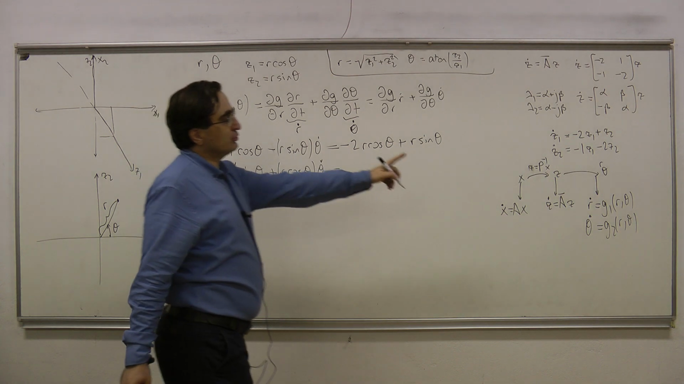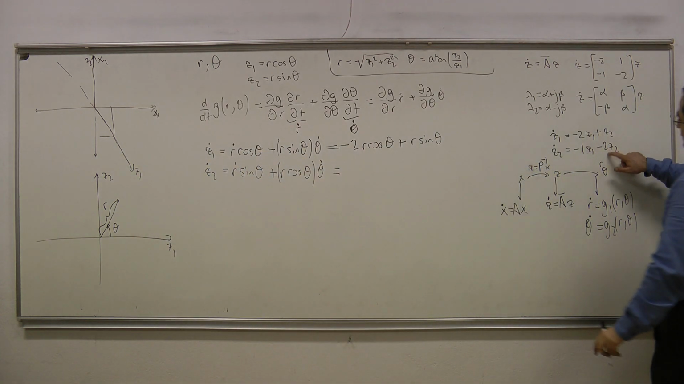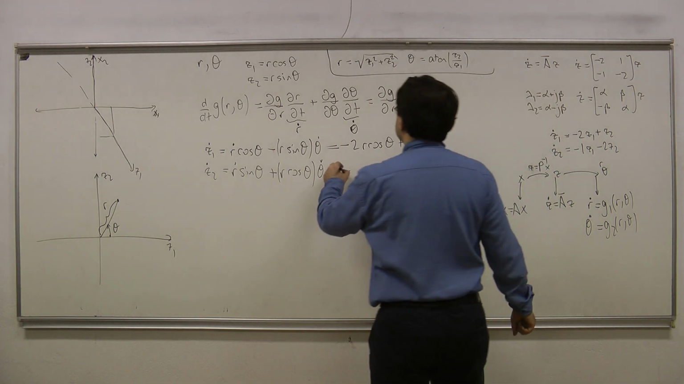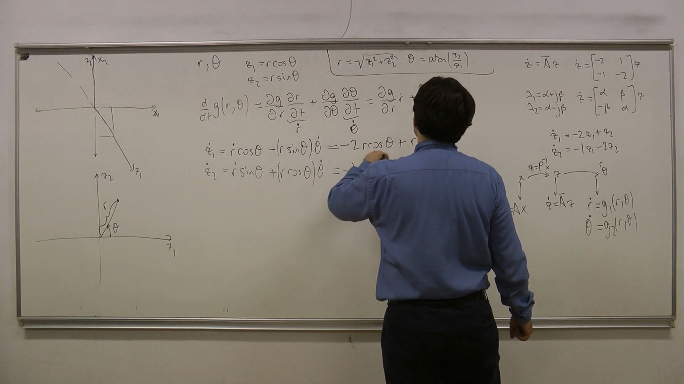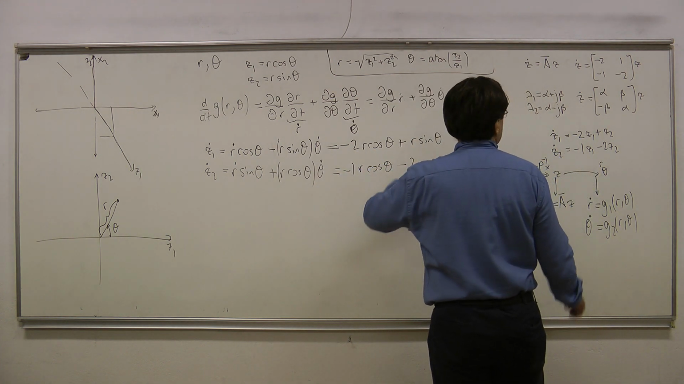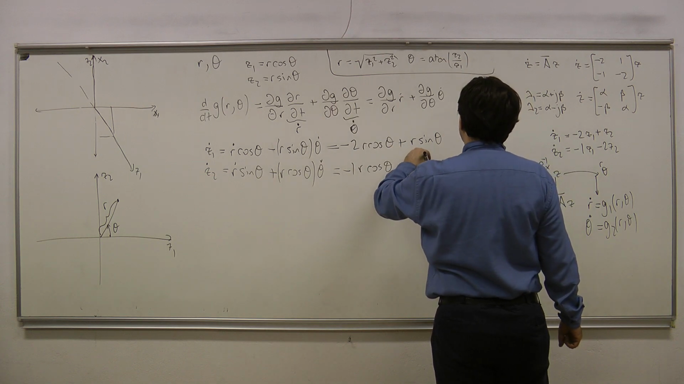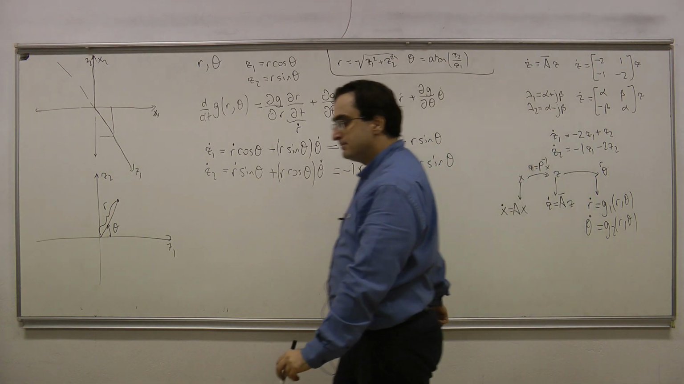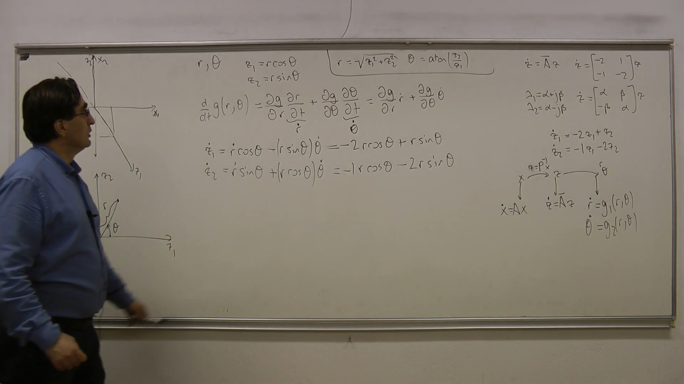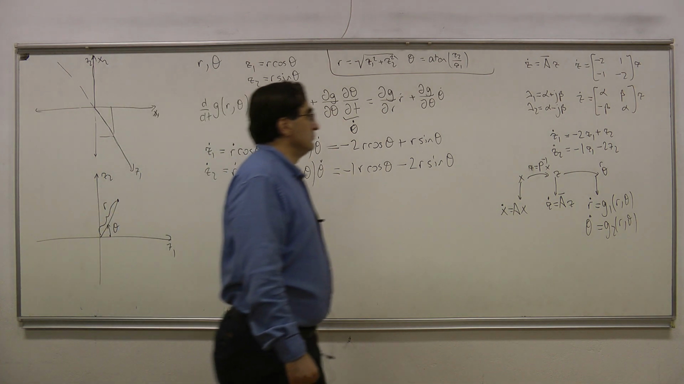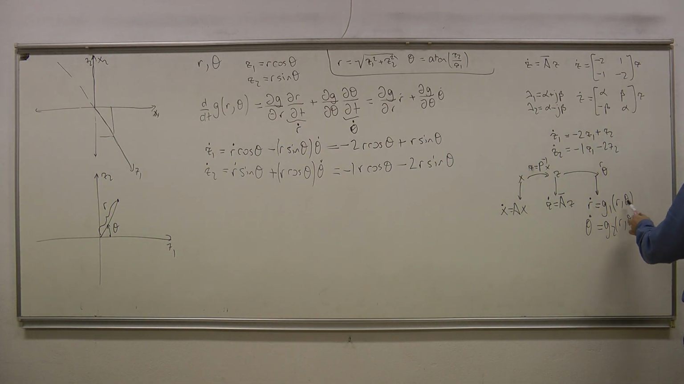Okay? Then I'm going to use my system dynamics, this one: minus 1 times z1, where z1 is r cosine theta, and minus 2 z2, where z2 is r sine theta. Okay? So now I have two equations that I can use to obtain equations of this form: r dot is equal to G1 of r and theta, and theta dot is equal to G2 of r and theta. These are the dynamics in the r and theta coordinates.